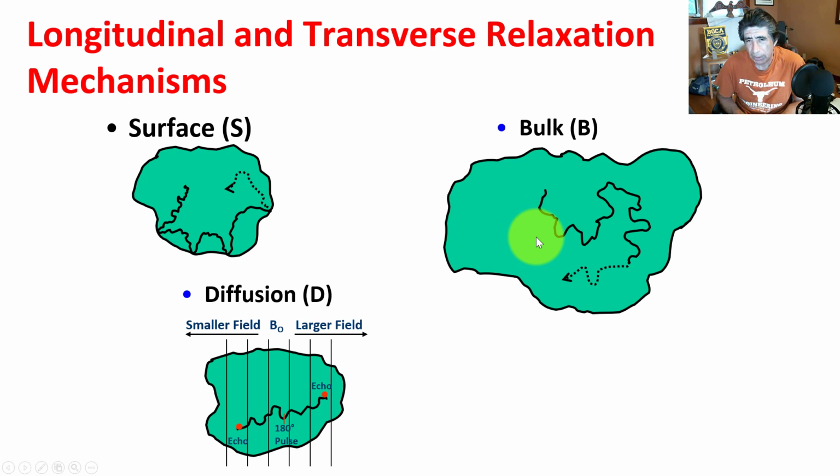The second one is the bulk effect. This is due to a fluid effect where we have proton-proton interactions as they do random walks. And these proton-proton interactions essentially eventually cause a loss of alignment. And those proton-proton interactions are going to be a function of the type of fluid, how the atom of hydrogen is tied to the fluid that constitutes its pore space.